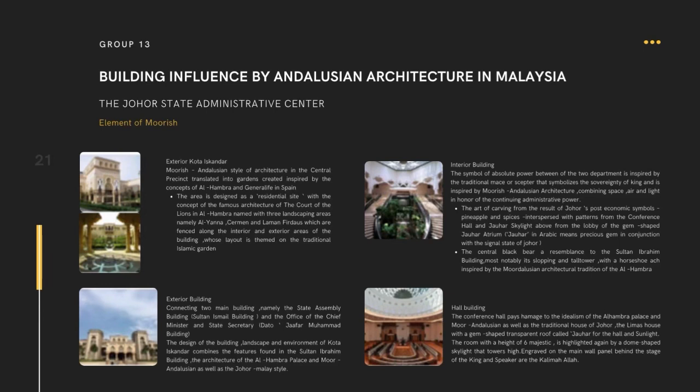Lastly, the hall building. The conference hall pays homage to the Andalusian style of the Alhambra Palace and Moorish Andalusian as well as the traditional house of Johor. The Limas house with a gem-shaped transparent roof called Jauhar for the hall and sunlight. The room with the height of 6 stories is highlighted again by a dome-shaped skylight that towers high. Engraved on the main wall panel behind the stage of the king and speaker is the Kalimah Allah.